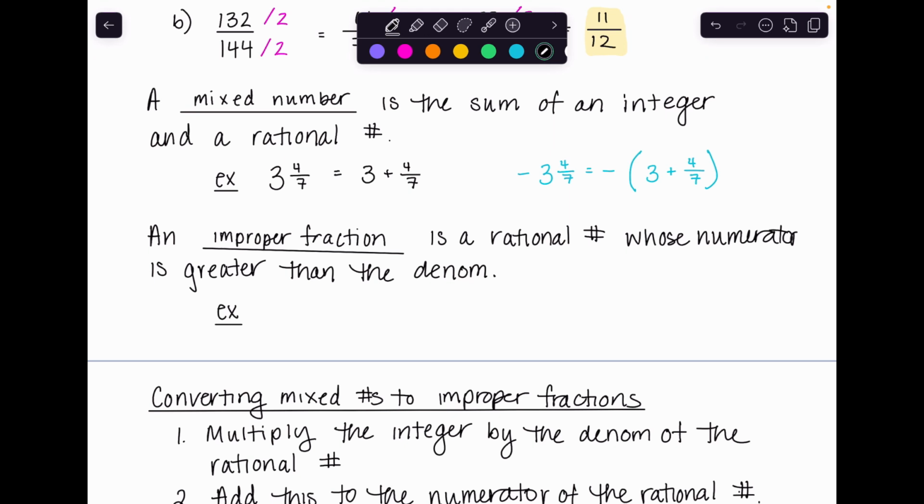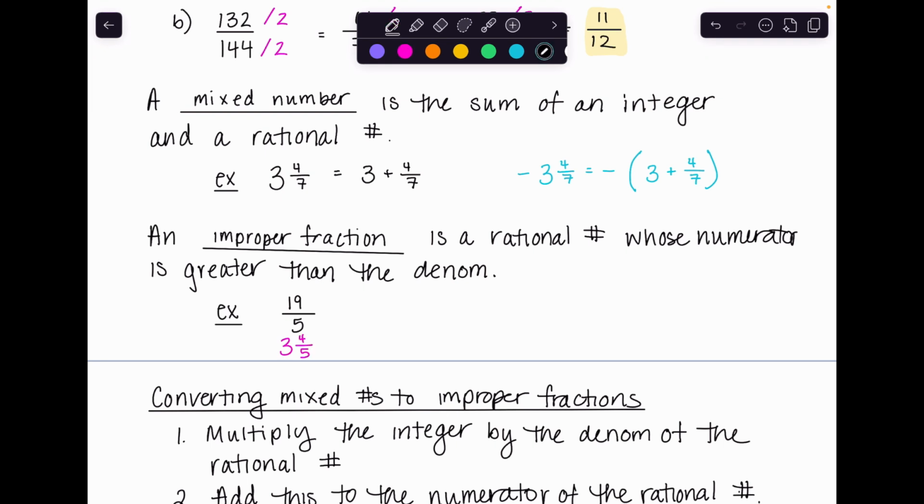So an improper fraction is a rational number whose numerator is greater than the denominator. So basically it means the denominator will divide into the top, but there's a remainder that's going to be left over. So if you think 19 divided by 5, that's a clear-cut number, but you are able to turn this into a mixed number. So if I look at this, 5 goes into 19 3 times, because that gives me 15, and then there would be 4 left over. So this is the same thing as 3 and 4/5.